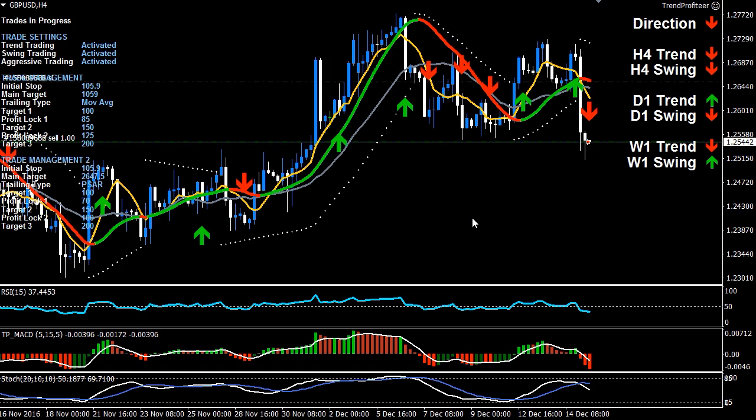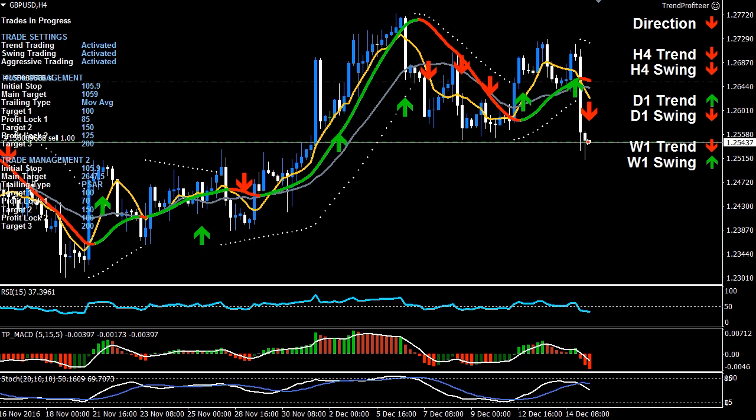So when I take a trade, the management doesn't have to be in place at that time. I can go back in to the settings and change the settings to whatever I want, and the trade management will take that effect. So right now, it's looking like a good, strong trade.